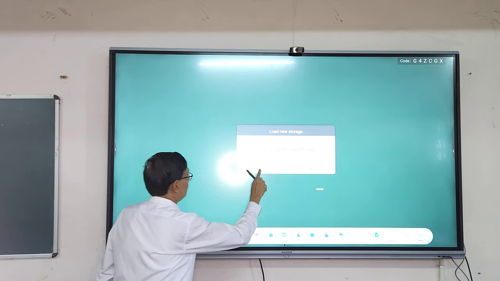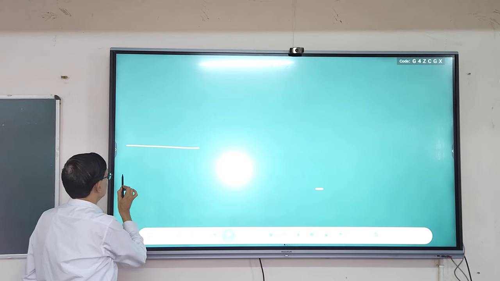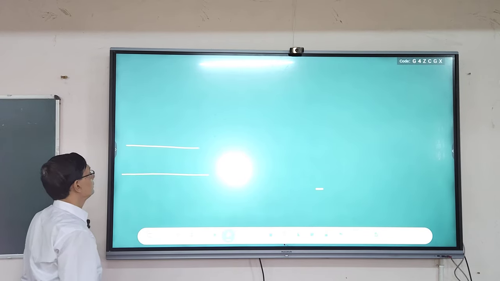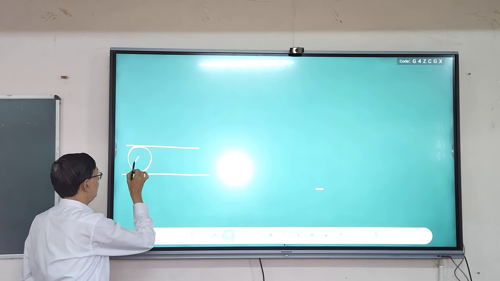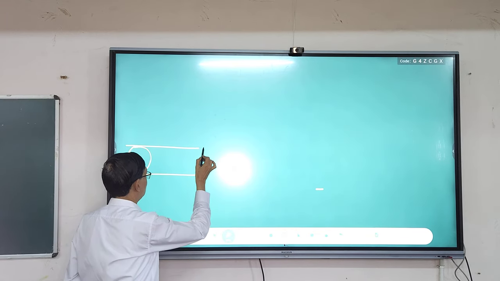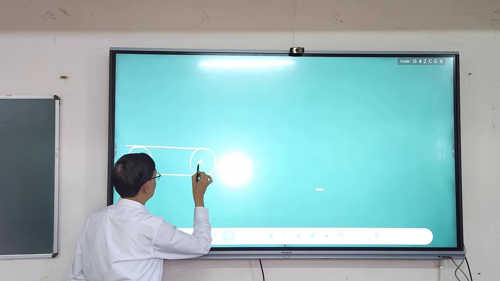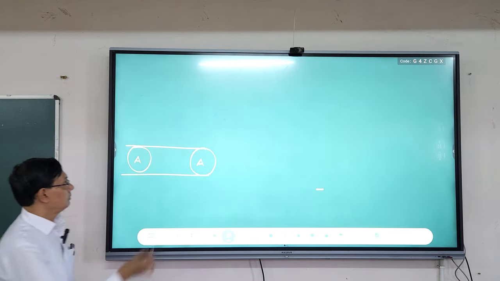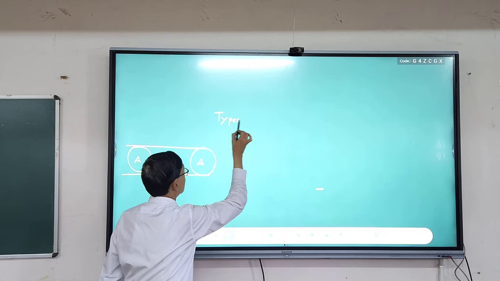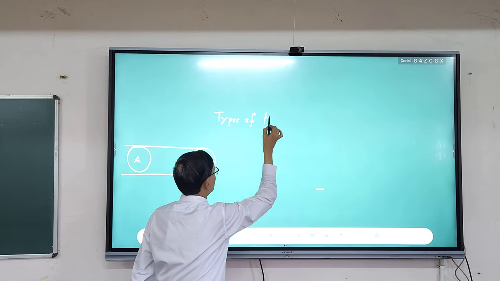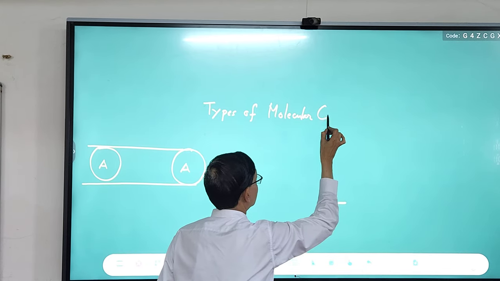So, I am just talking about a collision, this type of, again I am saying, I am talking about the similar molecule. Maybe one part is similar. So, types of molecular collision, again this is for the knowledge.